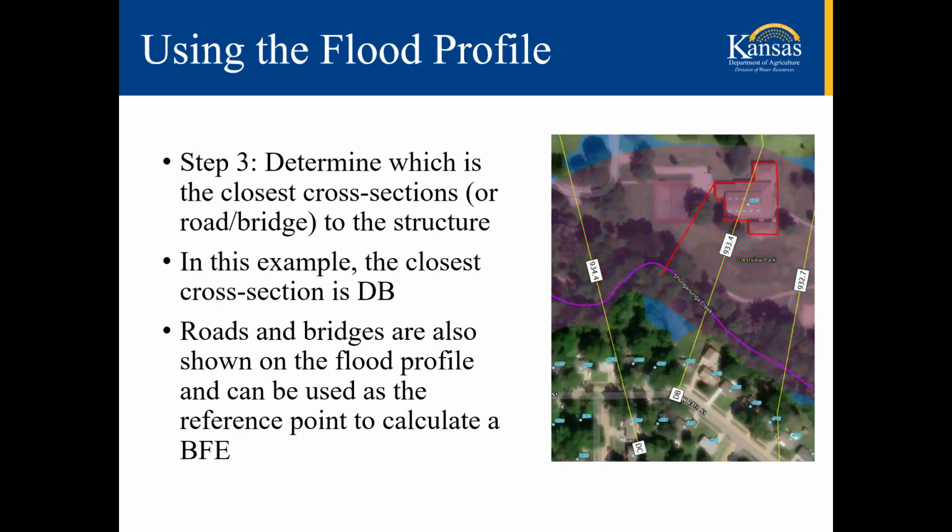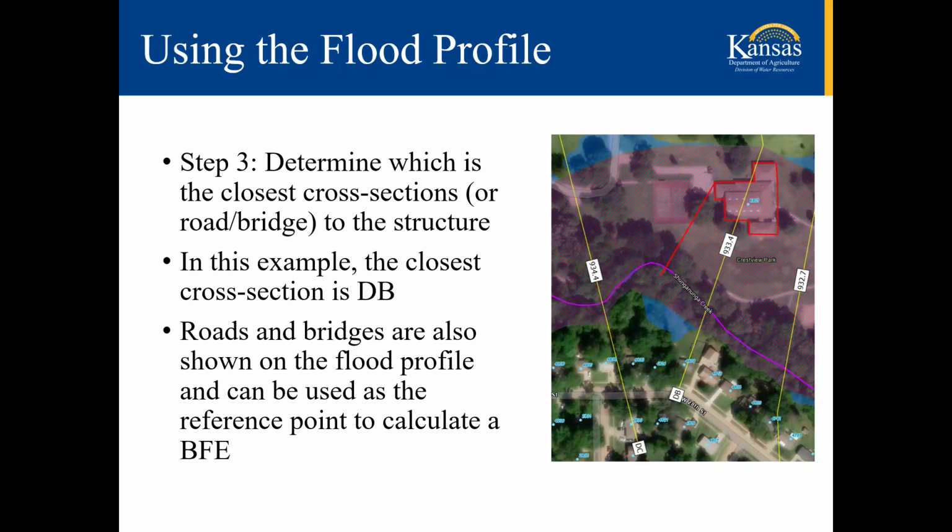It is in the MT-1 guidance as far as this process, but there's just a little bit of skill to getting it right. Step 3 is to determine which of those closest cross-sections, or roads or bridges which are often part of the FIS, can also be referenced, but typically we're going to be using the cross sections. So you can see here we have DB and DC, and our point of interest is right in between these two cross sections. And so DB is the closest cross section.